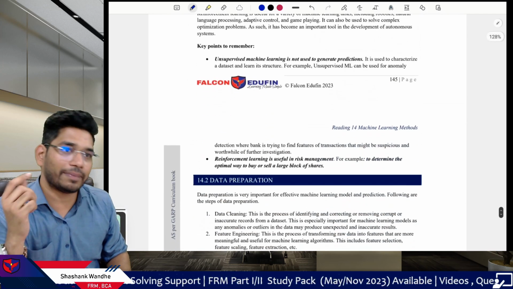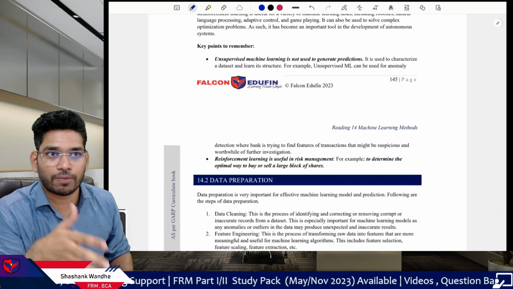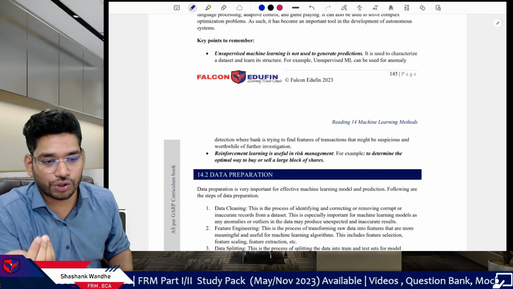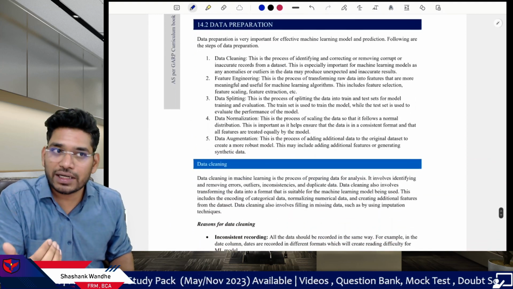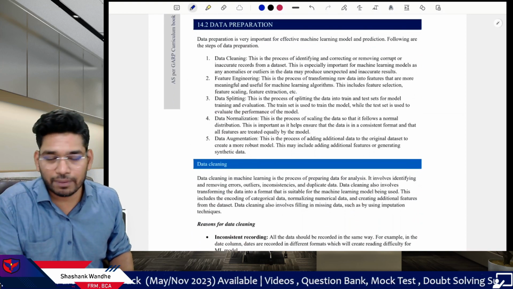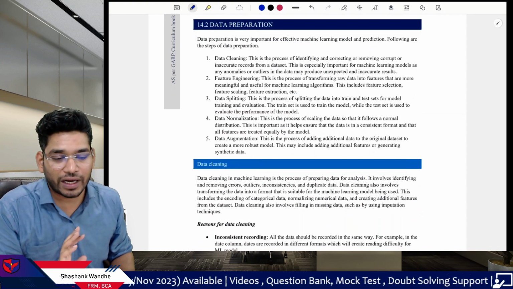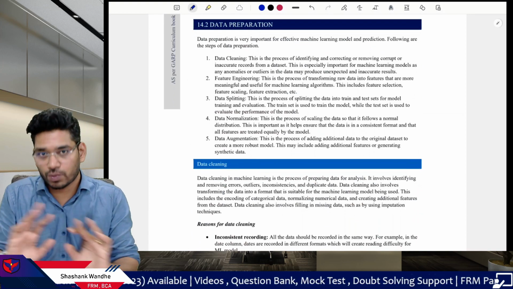Now key points to remember, I did the same thing. Whatever key points I think you should remember are separated here as well. Okay, so I made the discussion interesting instead of making it very boring, so you will really enjoy reading this, even if you compare this with GARP's curriculum.